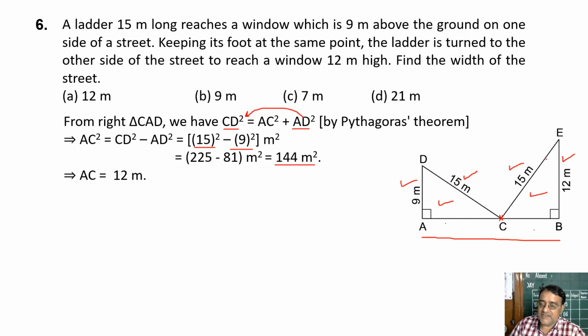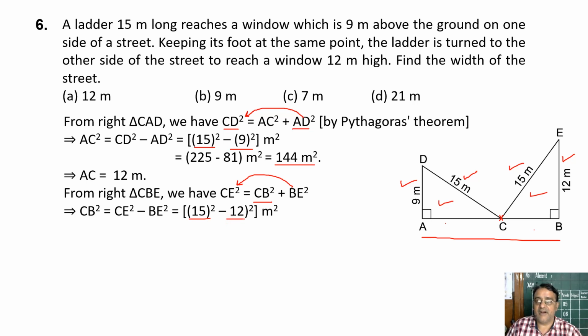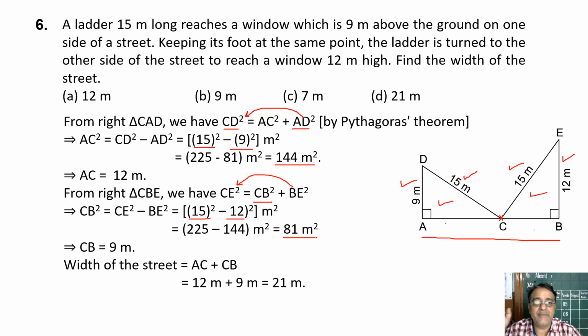12 meter, right. Now we'll take the another triangle and we will use Pythagoras theorem. So CE square is equals to CB square plus BE square. इसमें हम लोग को CB निकालना है. So we will shift this to this side. So 15 square minus 12 square. 225 minus 144. 81. So what is the square root of 81? 9 meters. Okay. Now what is the width of the street? 21 meter. 12 plus 9, AC plus BC, मैंने कहा था ना दोनों का ऐड करना है. So 12 plus 9 means 21 meters. So which option is the correct one? Option D.